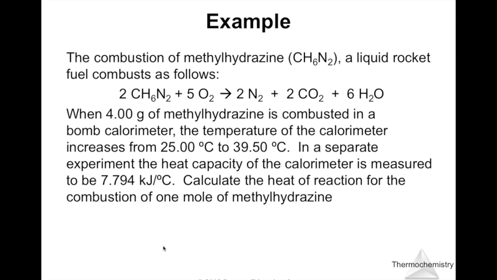So an example of this. Combustion of methyl hydrazine, CH6N2, in a liquid rocket fuel combusts as follows. And so 4 grams of methyl hydrazine is combusted in a bomb calorimeter. The temperature of the calorimeter goes from 25 to 39.5. And then in a separate experiment, we figured out that the heat capacity of the calorimeter is 7.794 kilojoules per degree Celsius. Calculate the heat of reaction for the combustion of 1 mole of methyl hydrazine.